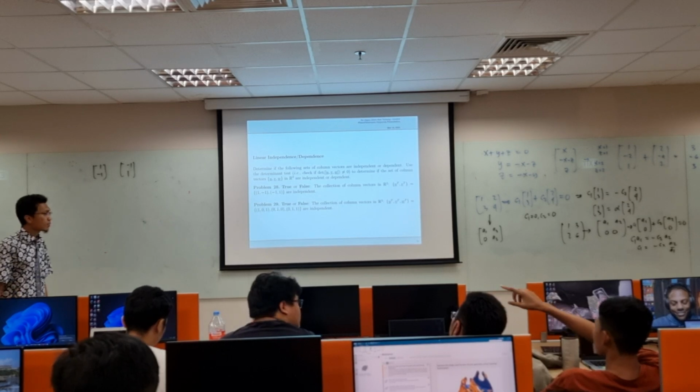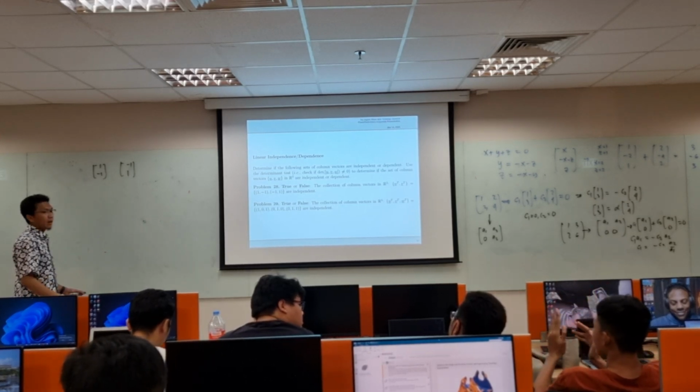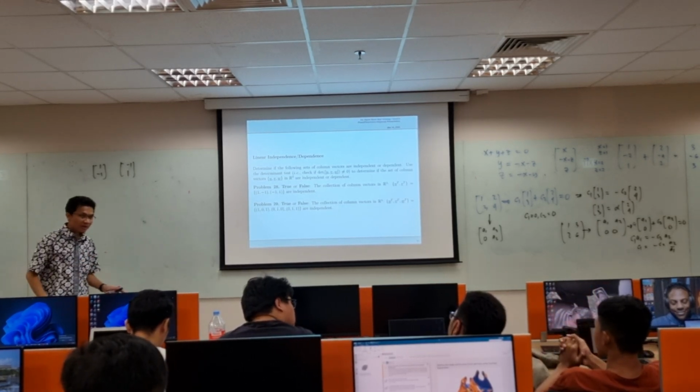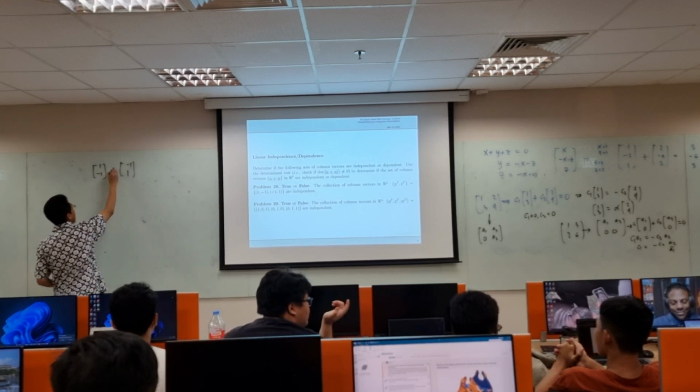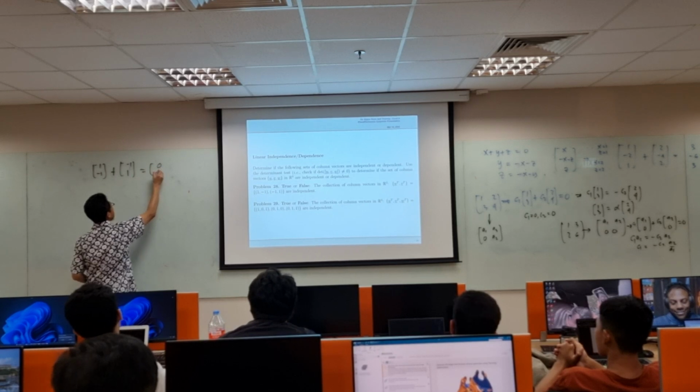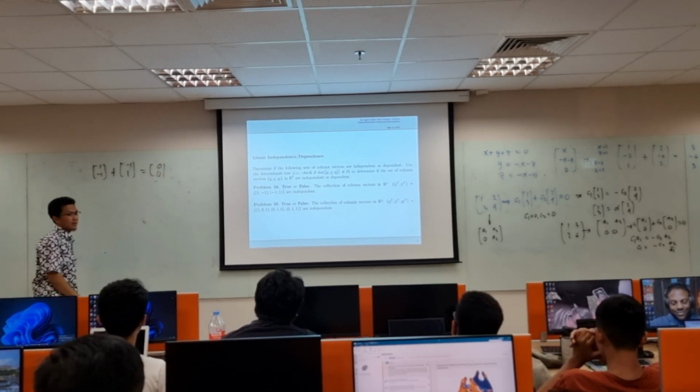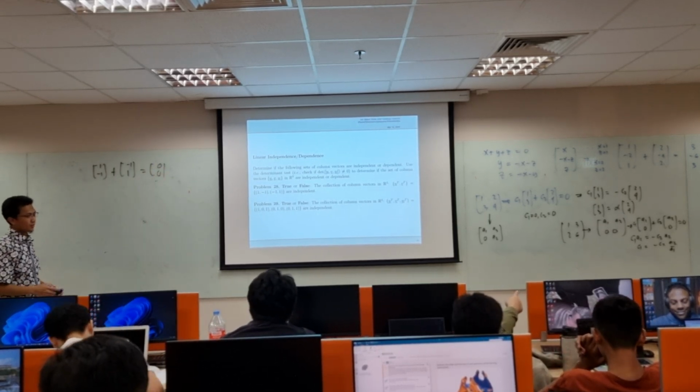So we combine the two. But all of them have to be 0, not just one of the elements. If you add them and it becomes all 0, then you can do that.